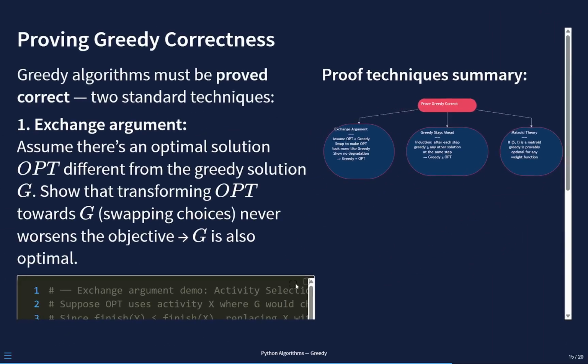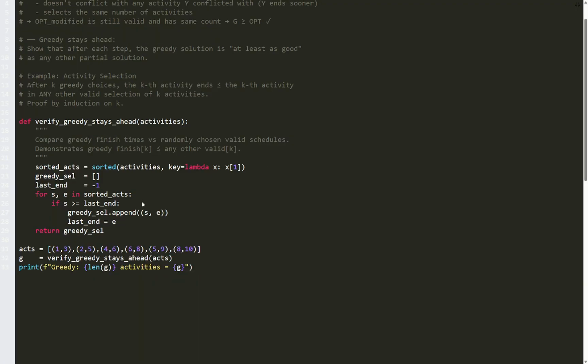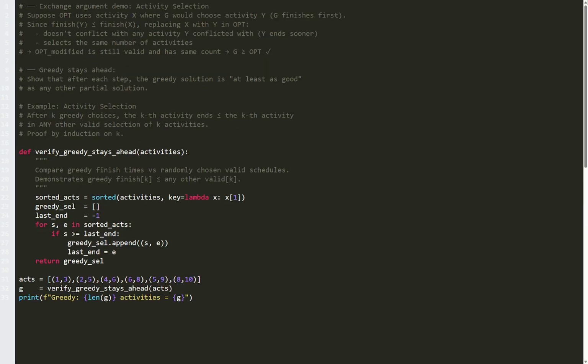Click Greedy stays ahead. Rather than comparing to optimal, show by induction on the number of greedy steps that after each step, the greedy solution is at least as good as any other partial solution at the same step. For activity selection, after K greedy selections, the Kth selected activity finishes no later than the Kth activity in any other valid selection of K non-overlapping activities. Therefore, greedy selects at least as many activities as any competitor.